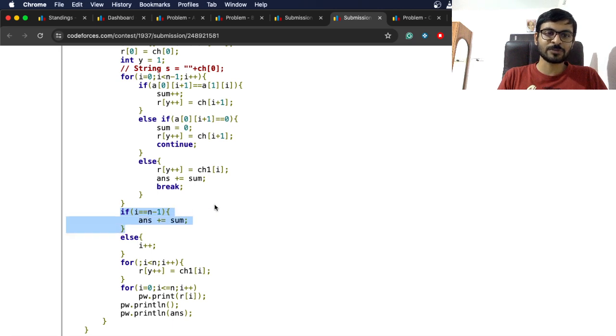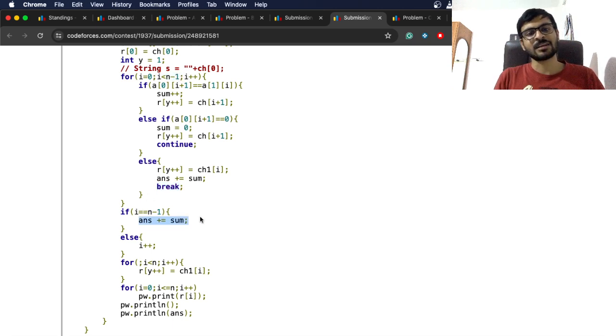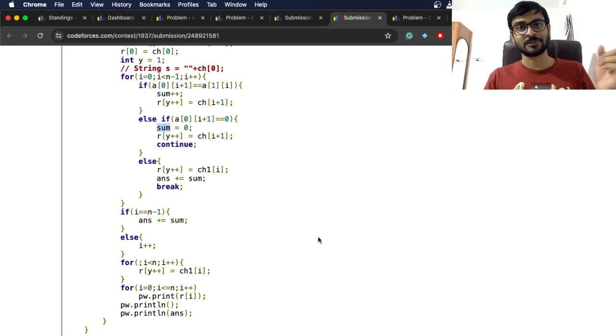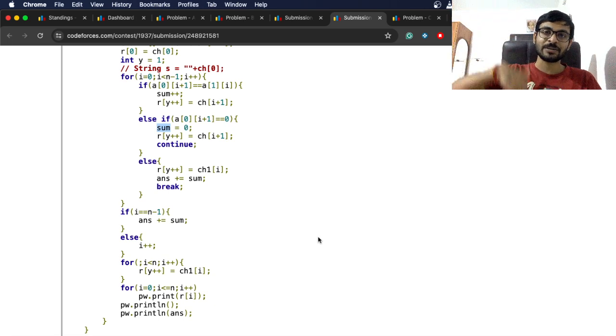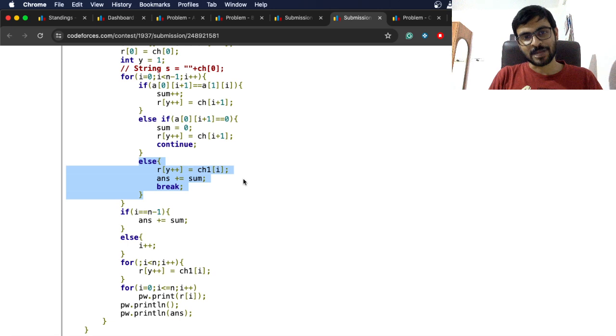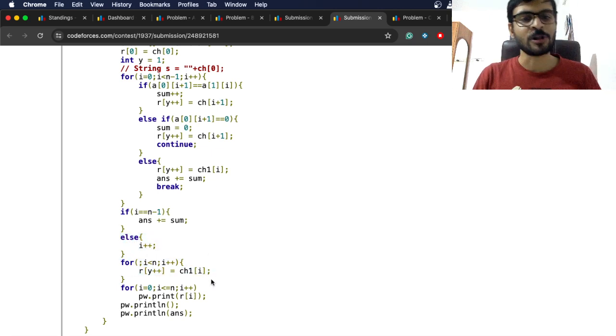And I'll say, okay, if I equals n minus 1, which means we have not encountered the break, we have come after this last iteration, then I'll add the sum to the answer. This is the leftover sum that helps us in the first case when we had 0, 0, 0, 0. So when the loop ended, then we came out, and I said, okay, whatever is pending, just add that. Else I plus plus. This else case means that we ended somewhere over here, so we came down. So if we have come down, then just do I plus plus to go to the next index, and then from there, take all the remaining characters.